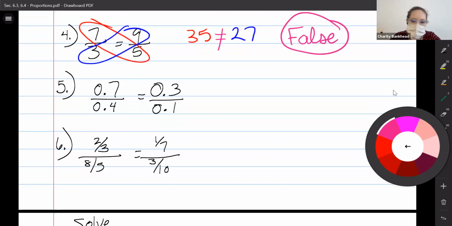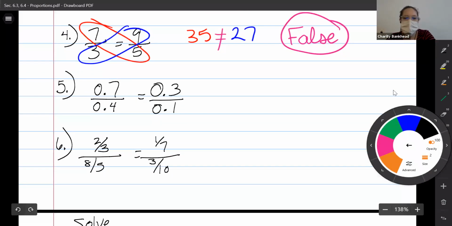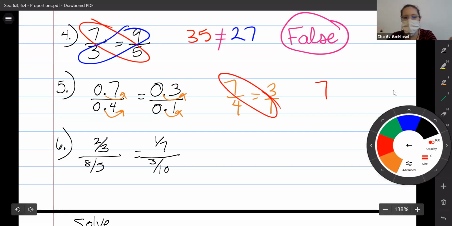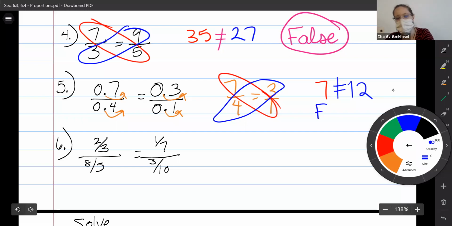And with number 5, to me, that's pretty obviously false also. You could move the decimal point on each one to the right one time just to make it a little bit nicer looking. So 7/4 equals 3/1. Okay, obviously that's not true. You could also show it by cross multiplying. 7 times 1 is 7, and 4 times 3 is 12. And obviously those are not equal to each other, so it's false.